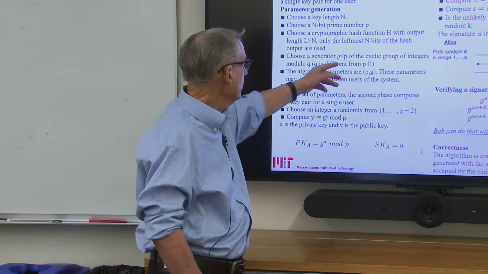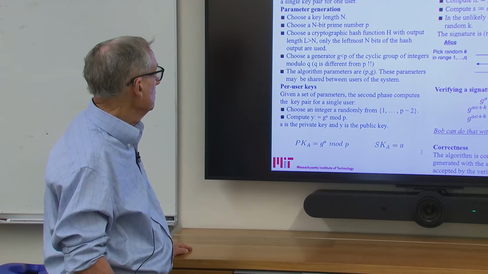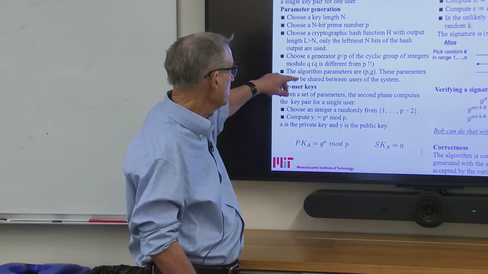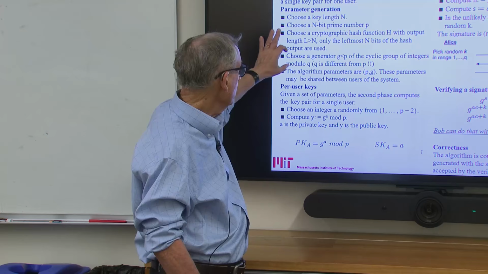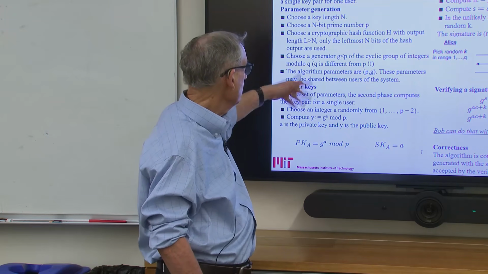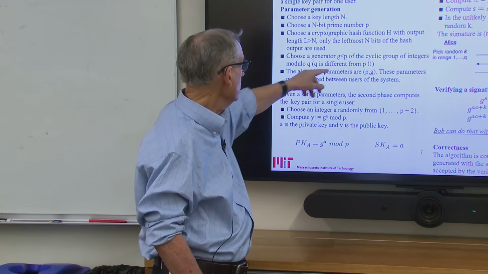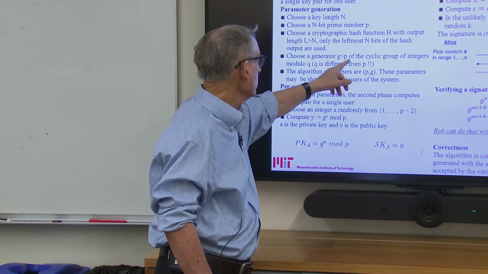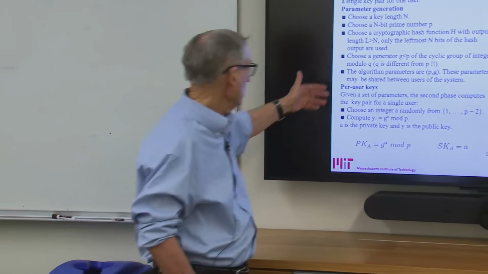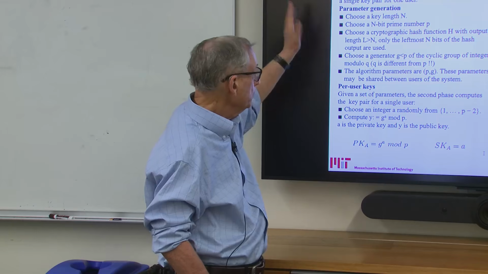We're going to choose a generator G less than the number p, the prime number p of the cyclic group of integers modulo q. This is a little bit of a complication, and I'm not going to even attempt to explain why it's needed. But before, we were just in one space with a certain order and a certain modulus, and here we have two objects going for us. We have P and Q, and they're different from each other. And all of this can be shared among the users of the system.